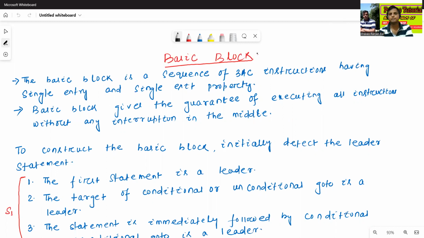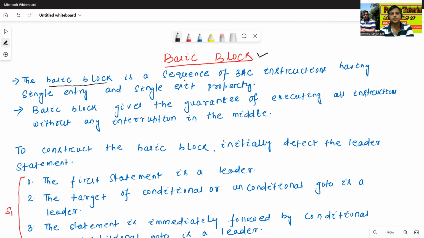We'll discuss the basic block. Basic block is a very important topic in the code optimization phase. So what is the meaning of basic block? Let's see.